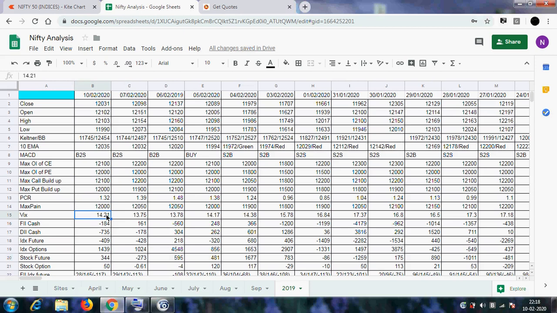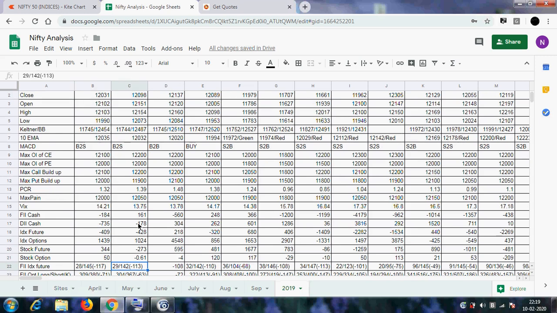Whenever VIX increases, that means uncertainty is increasing in the market. Okay, now FIs have today sold some 200 crore, which is a little negative. Anyways, anything below 200 is of not much concern. DIs have sold 700 crore, which is again negative. Index future, again FI have sold 400 crores, negative. Index option we'll see in the subsequent lines, because that is inclusive of both call and put. Stock future, there is minor buying of 300 crores. Stock option we'll ignore.